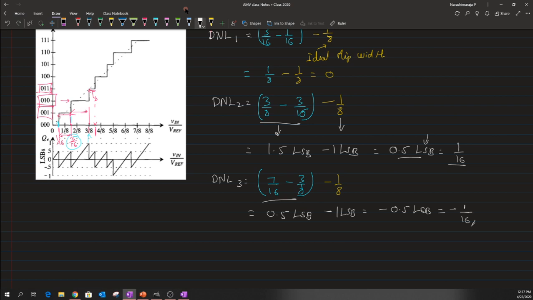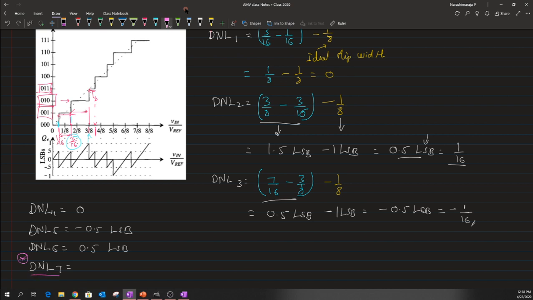So I'll just write down only the end result of this. DNL of 4 will give us a value of 0, DNL of 5 will give a value of minus 0.5 LSB, and DNL of 6 will give us plus 0.5 LSB. And now I just want to emphasize this last DNL quantity, which is DNL of 7, more important. So let me just put a star on it just to ensure that you're pretty clear with this.